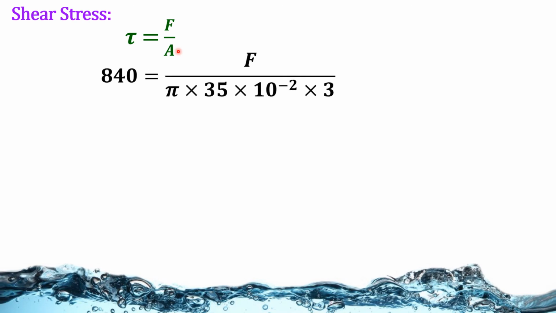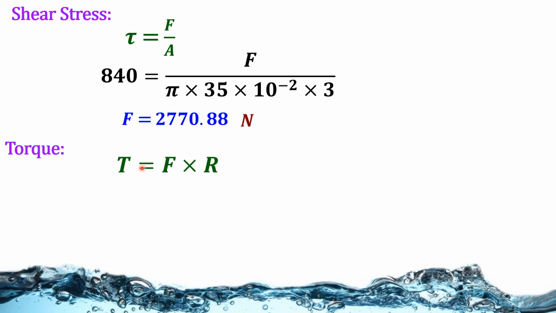Next, we are going to calculate the force, where shear stress tau is equal to F by A, where A is equal to pi dl. Substituting the tau value, and instead of area substituting pi dl, with the values, we get F is equal to 2770.88 Newton.